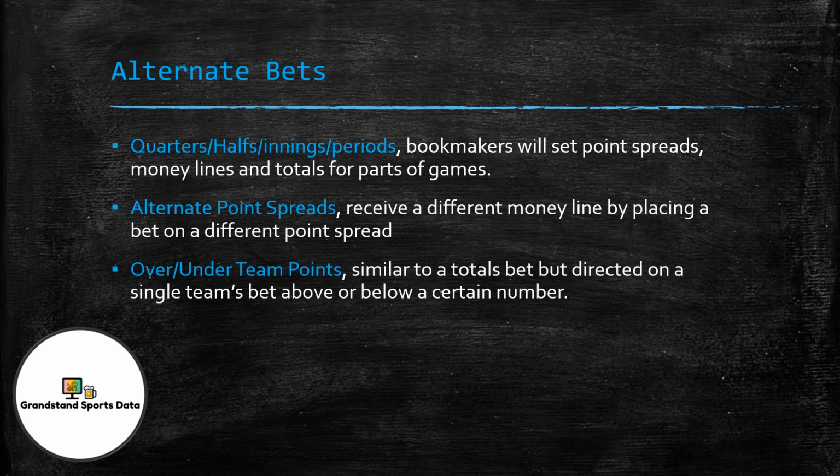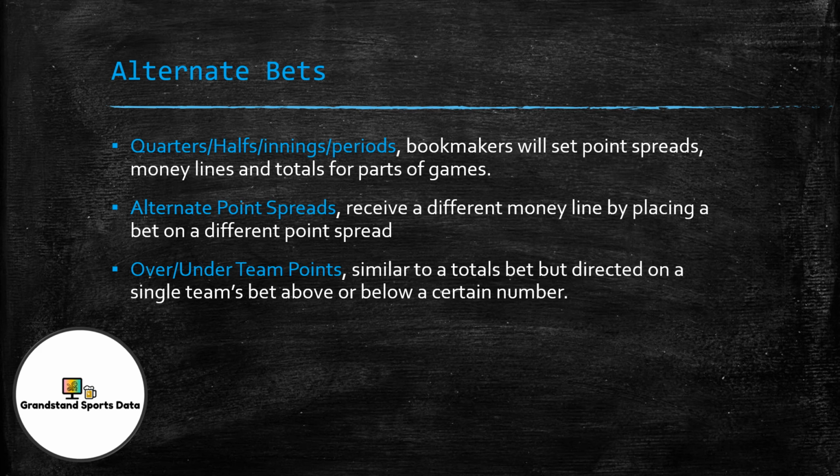Alternate bets. So quarters, halves, innings, periods. Bookmakers will set point spreads, money lines, and totals for only parts of the game that you can bet on. So say you're betting a baseball game and you think that the starting pitcher for the Yankees is going to have a better outing than the starting pitcher for the Houston Astros, you could bet the Yankees in the first 5 innings.